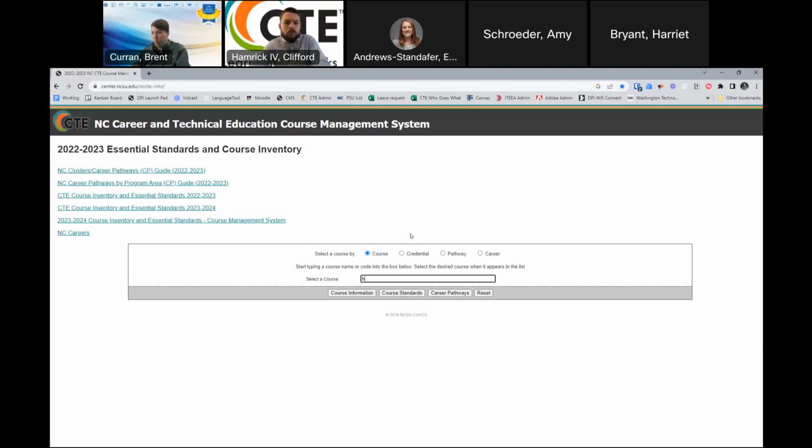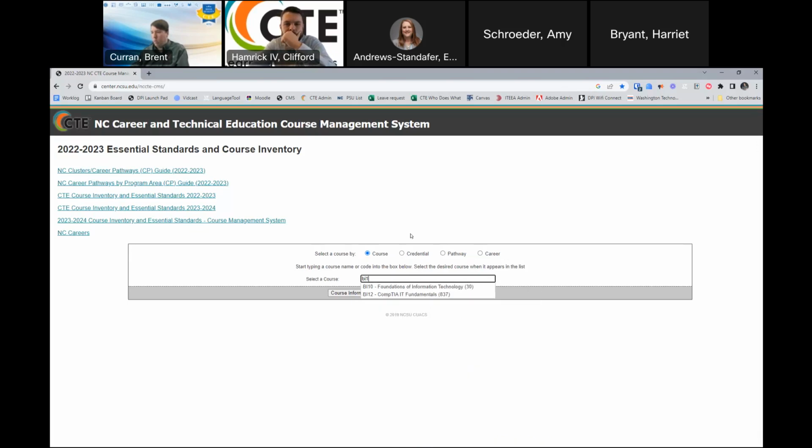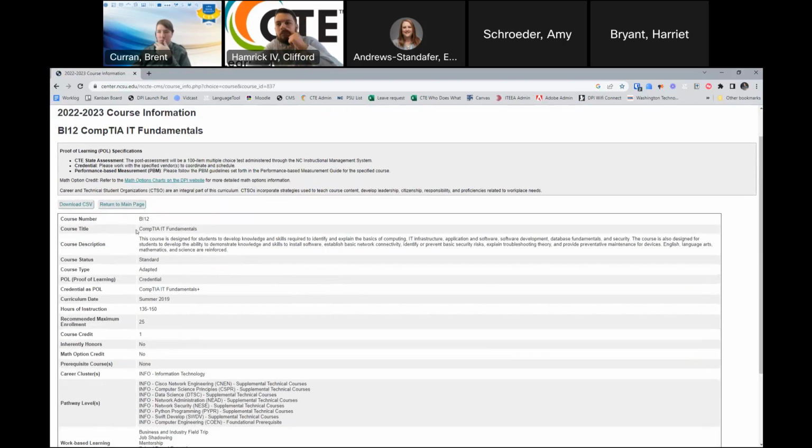But I'm going to just type in a course here. I don't know. Let's see here. BI12 CompTIA IT Fundamentals. This is one of our courses. So you type in a course, it'll start to fill in a list of courses as you're typing in. And we have these buttons down here that give you a bunch of useful information. So the first one we're going to look at is course information. On course information, it gives you the same course number and title you just typed in.